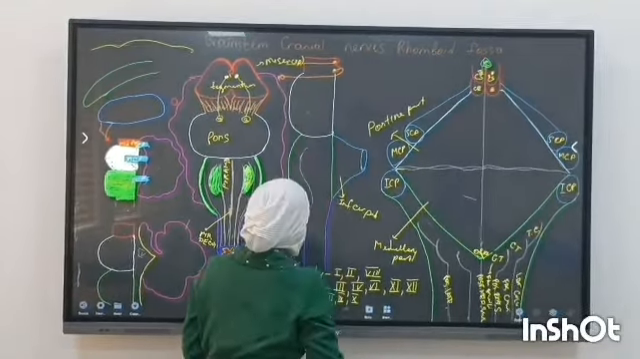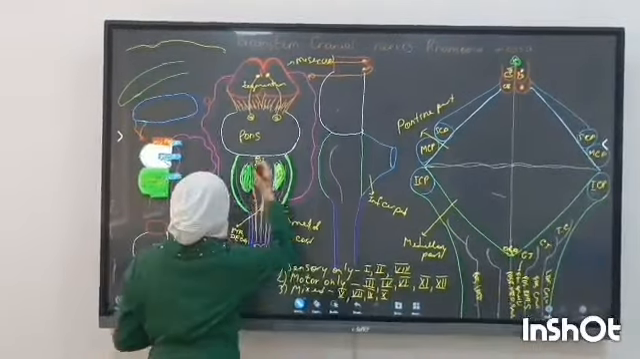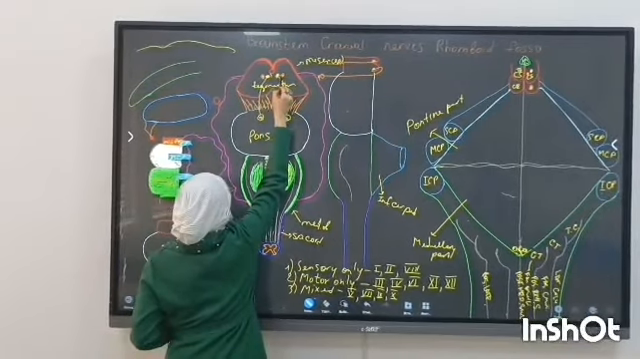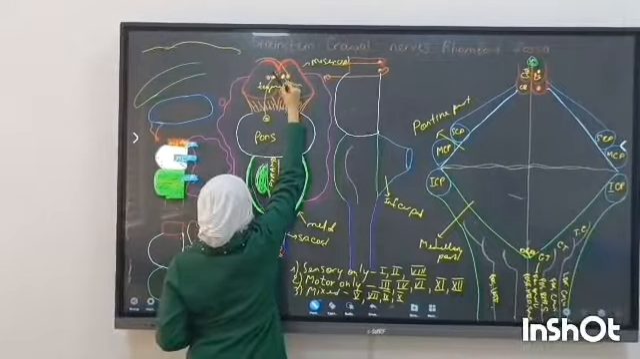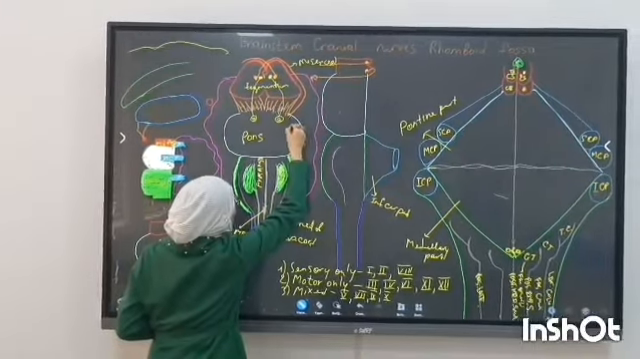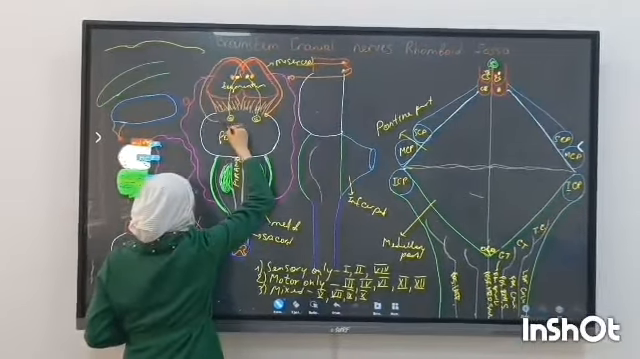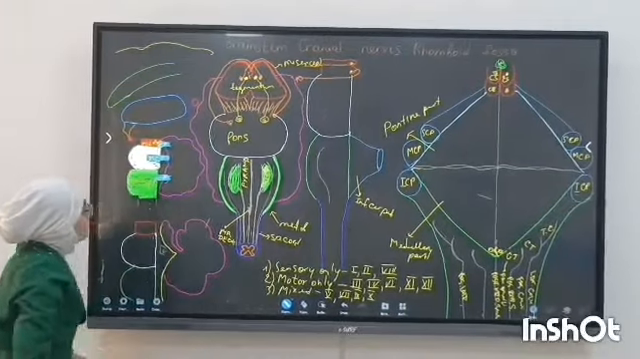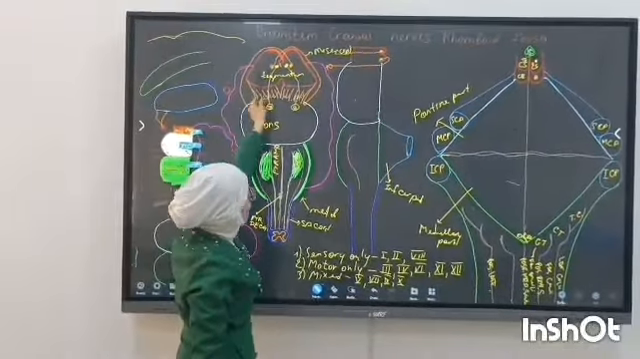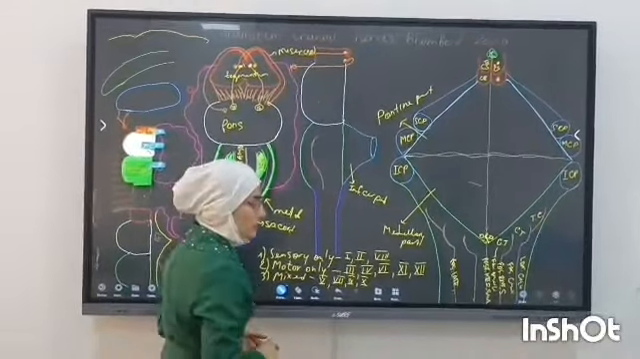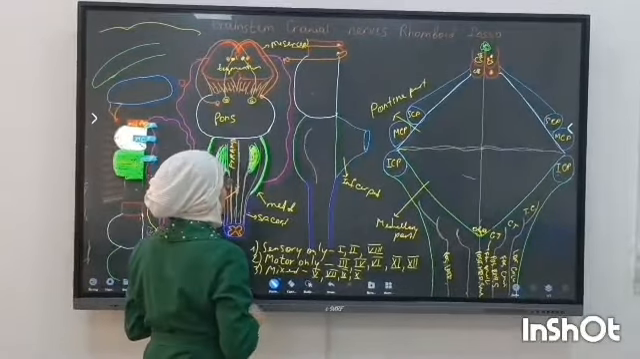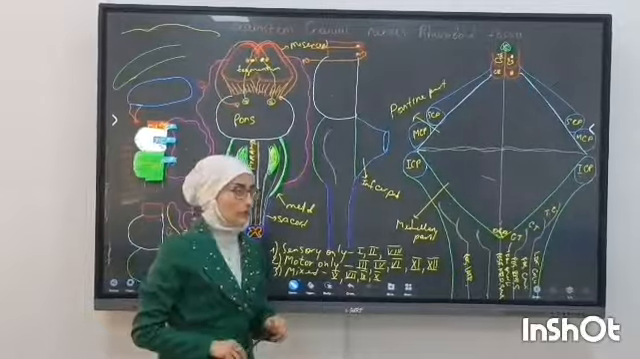Nervus trochlearis. There is the nervus trochlearis, the motor nucleus, which emerges from the dorsal part of the midbrain at the level of the colliculus inferior. We could say it supplies the superior oblique muscle.